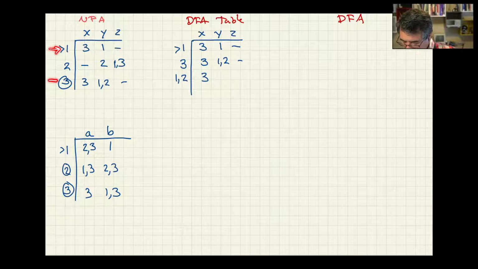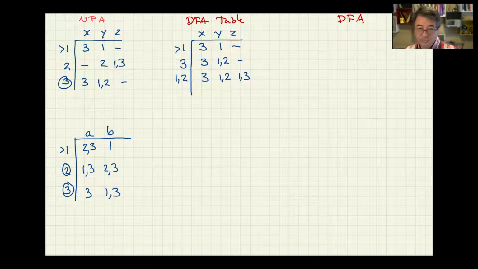1 and 2 on a Y goes to 1 and 2. And 1 and 2 on a Z goes to 1 and 3. And then we just added 1 and 3 as a new state. So you fill in that row. Put it in the chat. What would the contents of that row be?